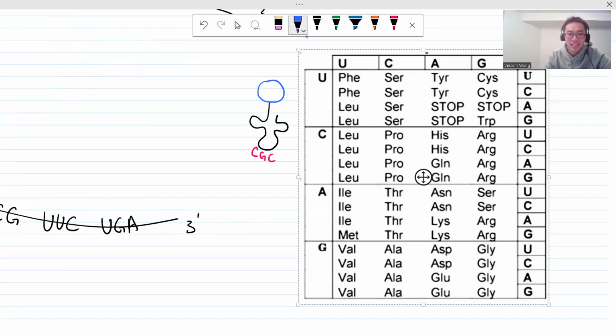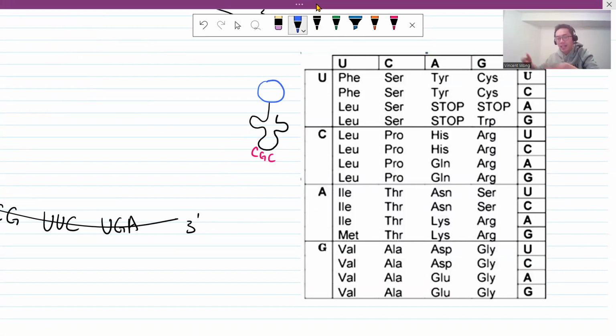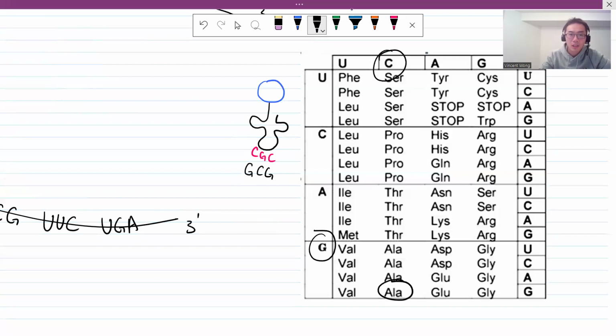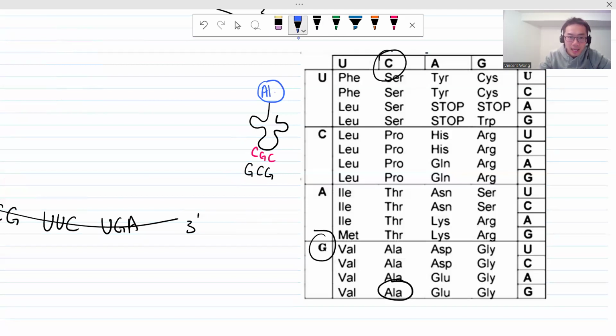Okay, look, guys, this is the anticodon. So we must figure out what the codon is, right? Like what is it gonna bind to on the messenger RNA? So what's complementary to CGC? GCG, right? So we look up GCG, which means this is going to be ALA.